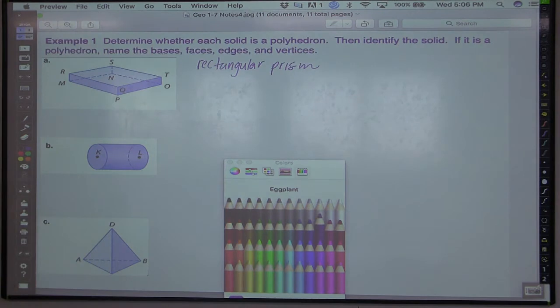So it's said to determine whether each solid is a polyhedron. So in this case, the answer is yes. And then it says to identify the solid. So we're going to identify it as a rectangular prism for the reasons mentioned. And now we have all kinds of stuff to do, and we want to name the bases.